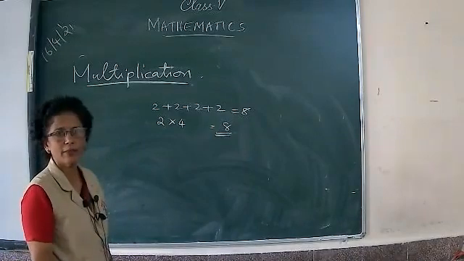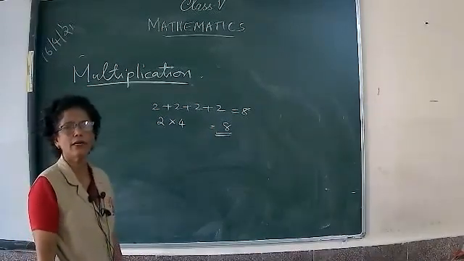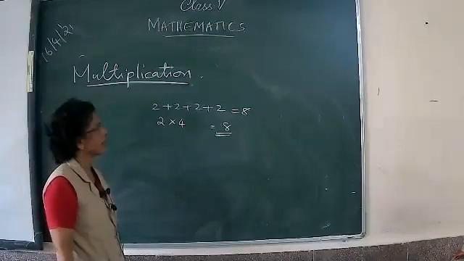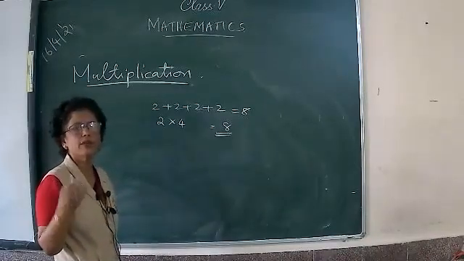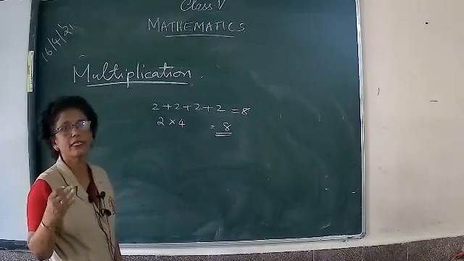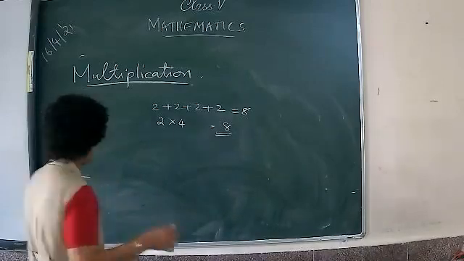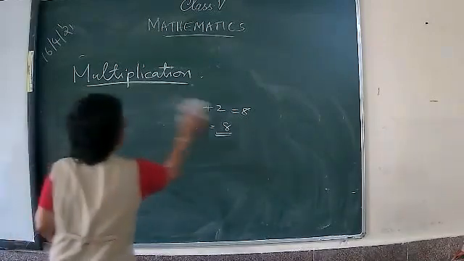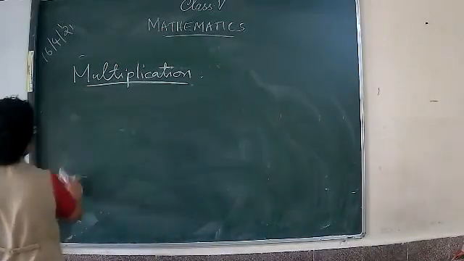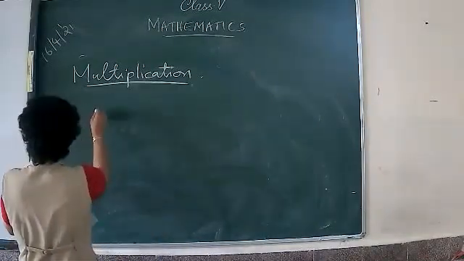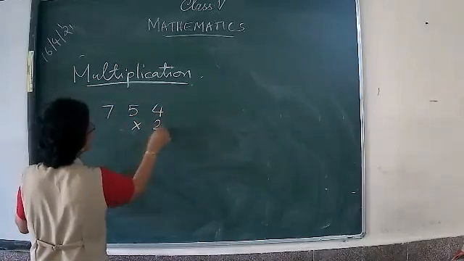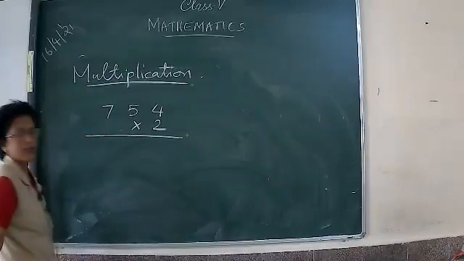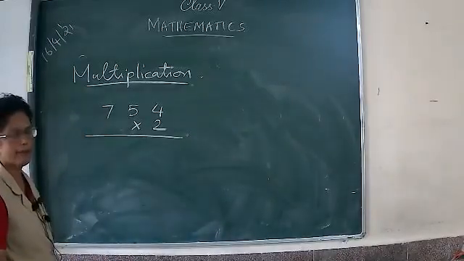Understood all of you what is multiplication? This all you have learned in the smaller classes there, isn't it? Instead of adding there many times, we can multiply. It's easy for you. Okay? So let me check whether you know the multiplication or not. So let us multiply 754 by 2. All of you try to multiply them.